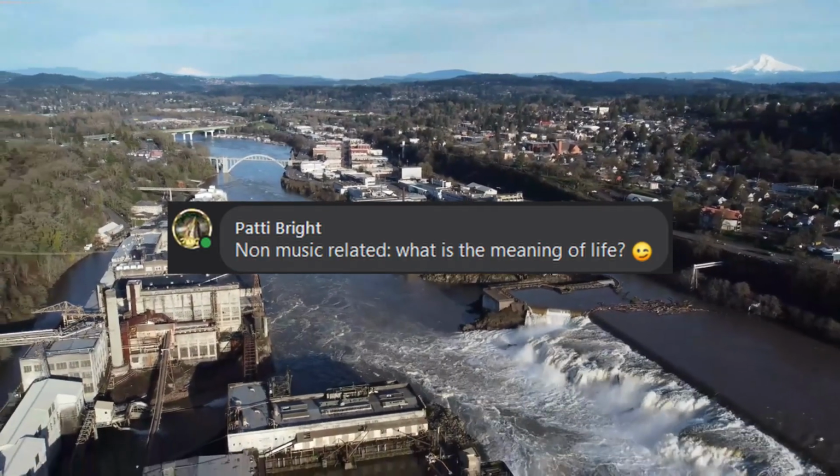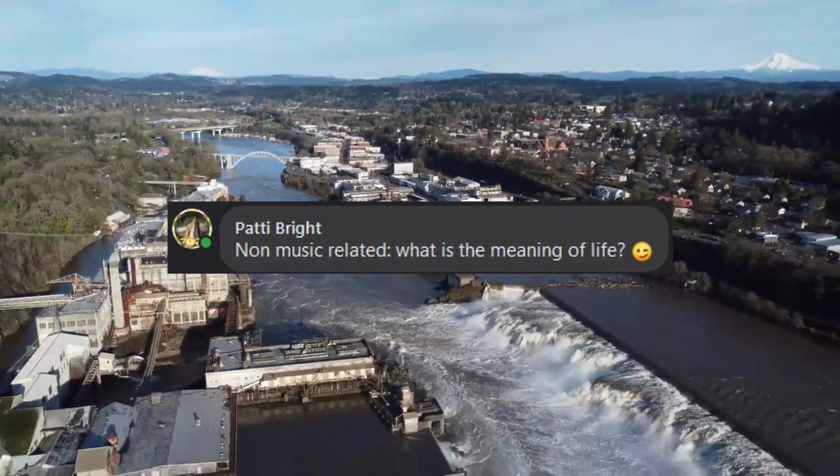Next question comes from Patty Bright. Non-music related, what is the meaning of life? This is my mother, by the way. If it's not 42, which is kind of a default answer for a lot of people, I would say my opinion differs greatly from other people as far as this time frame of our existence is concerned. If 42 is not the answer, it's treating other people with kindness and respect and being able to prop up others when they need it, because they'll probably be there for you when you need it. Other than that, my opinion on it is virtually similar to what Bill and Ted once said, be excellent to each other. So hopefully that answers that.